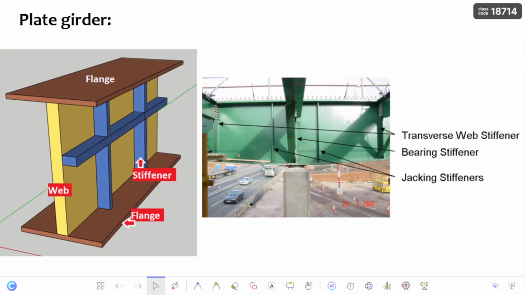Coming to the components of the plate girder, they are the flange, the web, and the stiffeners. Based on the function of each stiffener, they are named by type, like bearing stiffener, jacking stiffener, transverse stiffener, and other stiffeners. Whenever the plate girder rests on a support, the stiffener at that location is called a bearing stiffener. And whenever there is a jacking location, where you place the jack below the plate girder, that stiffener is called a jacking stiffener. In this way there are different types of stiffeners based on their function. And this is the introduction regarding the plate girder.